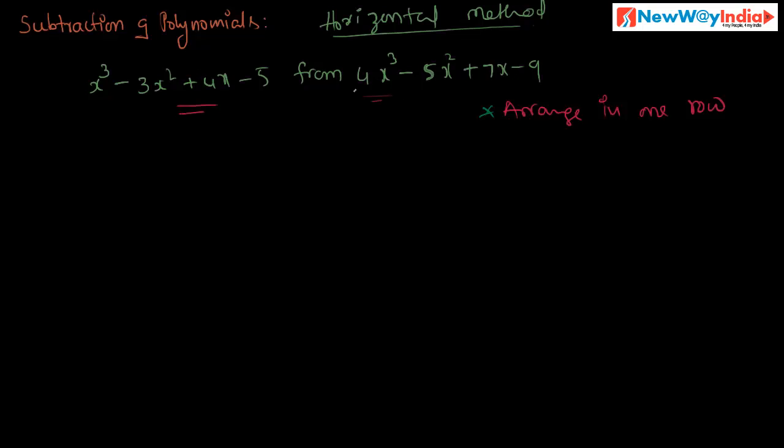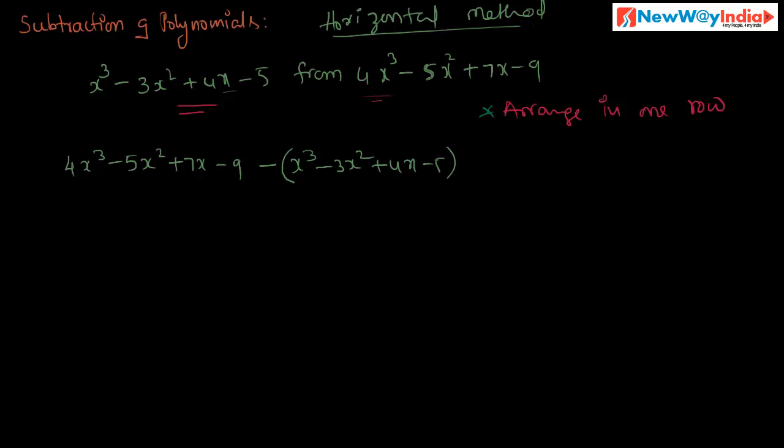So first you have to write this expression, that is 4x cube minus 5x square plus 7x minus 9. Next you have to subtract this expression from this expression. So here you have to write the minus symbol and put this expression in brackets, with the minus symbol, that is x cube minus 3x square plus 4x minus 5. In this way you can arrange them in a row. The subtracted expression should be in brackets with the minus symbol.